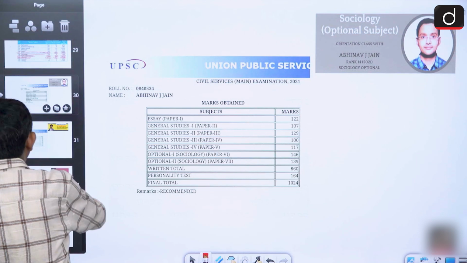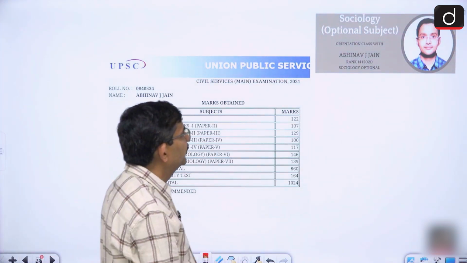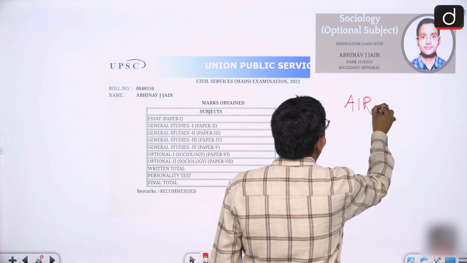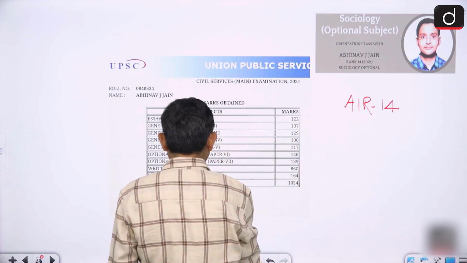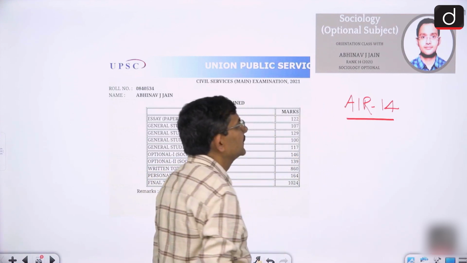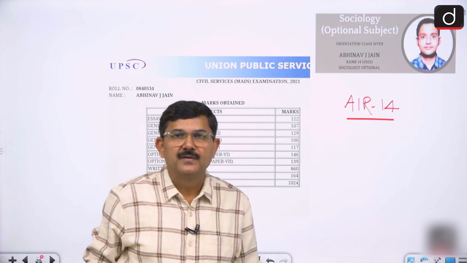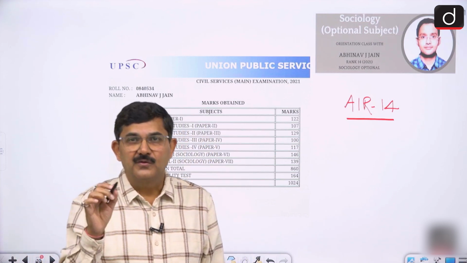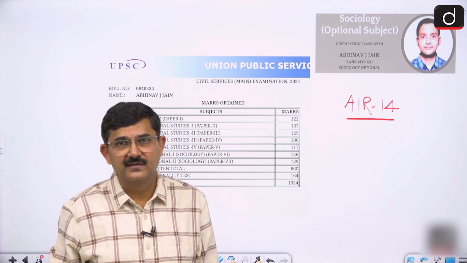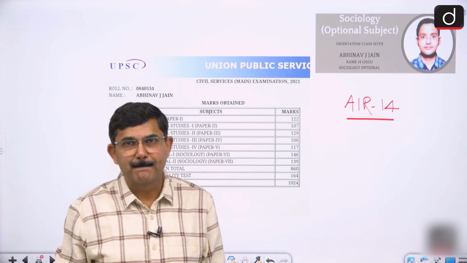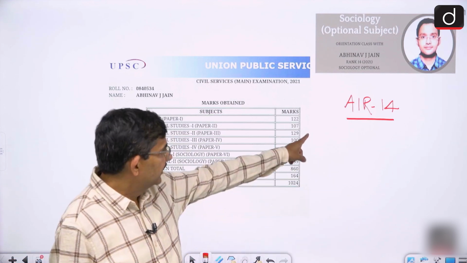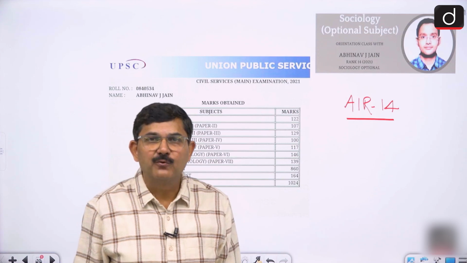So let me take the case of Abhinav Jain. He got rank 14 with sociology optional, and you know his background. He was an IIT graduate. He did BTech from one of the IITs. Obviously, no background in the subject, and still managed to get All India 14th rank.